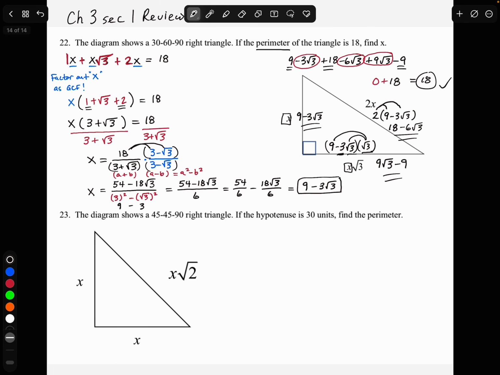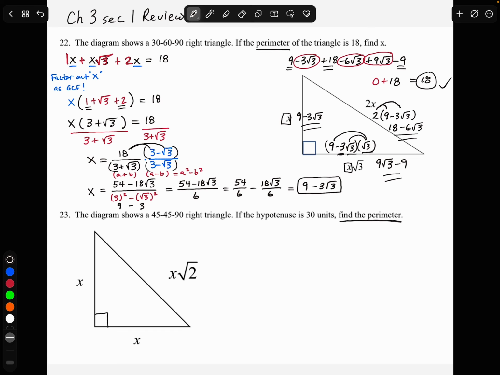All right, so let's go to 23 here. This is the last one. The diagram shows a 45, 45, 90 right triangle. If the hypotenuse is 30 units, find the perimeter. Okay, so you've got to just make sure you read the directions. It's asking you to find the perimeter.